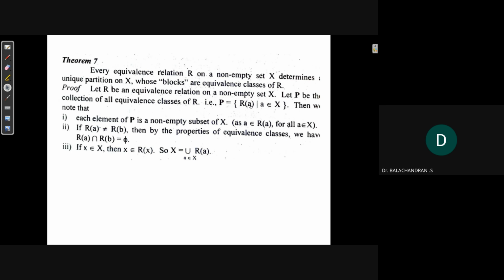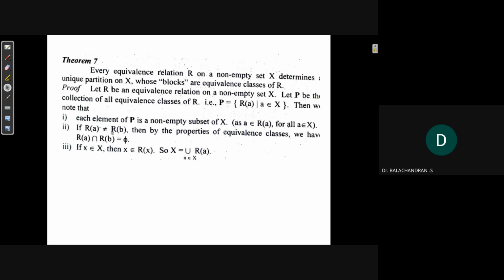R of A is an element of P. Suppose A is in X, then R of A is an element of P; B is an element of capital X, then R of B is an element of P. So each element of capital P is a non-empty subset of X. That is property number 1. We proved R of A is non-empty because A belongs to R of A.